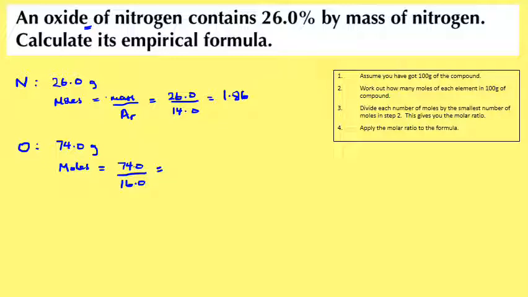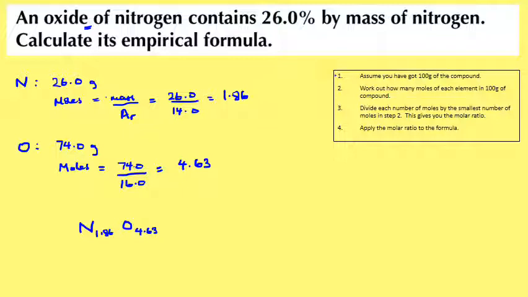And that comes out at 4.63. 4.63 moles of oxygen and 1.86 moles of nitrogen. So we could write our odd empirical equation down. Although they're both non-metals, in this case oxygen is going to be the most electronegative, so we're going to write that on the right hand side. So it's going to be nitrogen 1.86, oxygen 4.63, which is the largest.